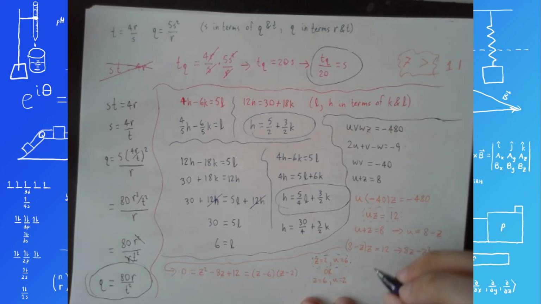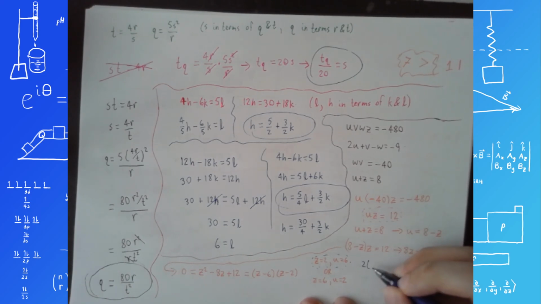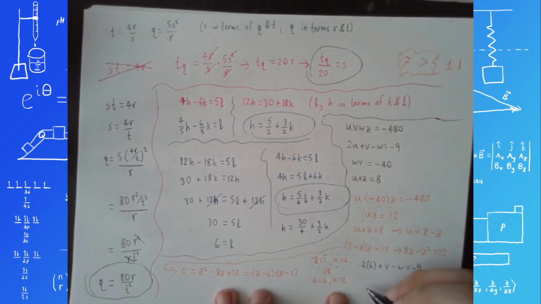So if I go 2u, so 2 times 6 plus v minus w equals -9. That's one possibility. The other possibility is 2 times 2. I guess I'm solving both routes after all. 2 times 2 plus v minus w equals -9 is another possibility.